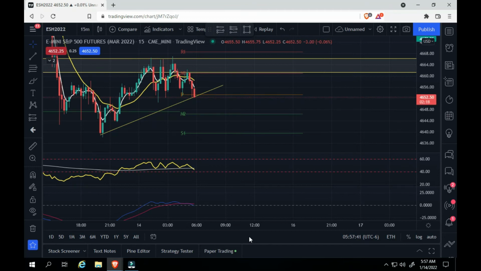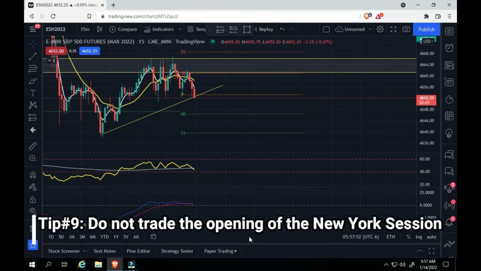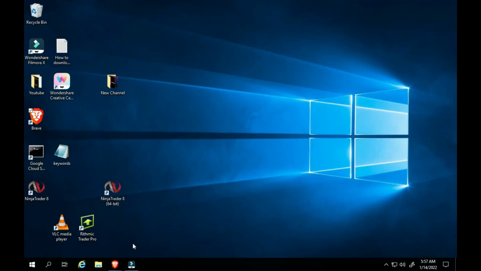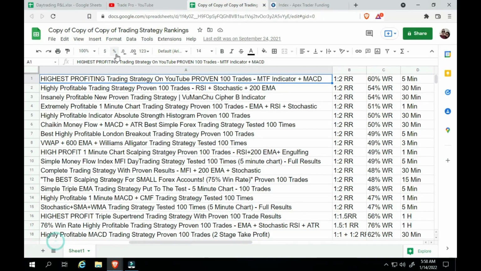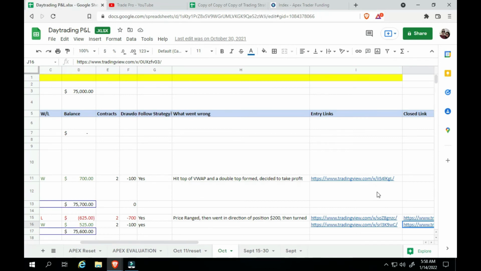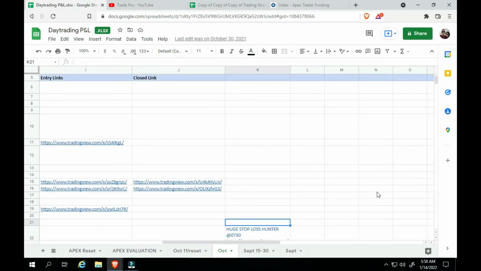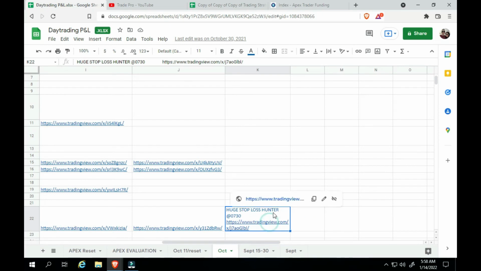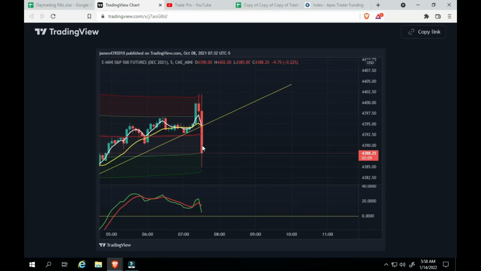So along with that, if you're going to trade the New York session, do not trade the opening. During the opening, you're going to see crazy candles. You're going to see stop loss, what I call stop loss hunting. Let me see if I have, yeah, here we go. This is what I want to show too. You're going to have a huge stop loss hunter. Okay, this is at 7:30 a.m. Central Time. And I know the market's open at 8:30, but at 7:30 they'll come out too.